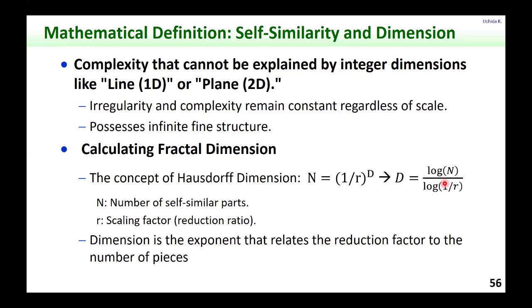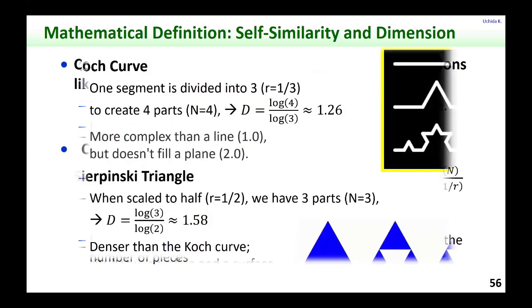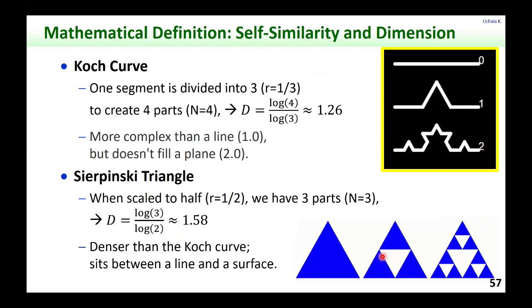Typically, it should be e, the Napier number. Okay, so dimension is the exponent that relates the reduction factor to the number of pieces we have. So let's think of the Koch curve. Here, if we go one level up, the size is 1/3, but we have 4 segments. And we do the same thing for the next level.